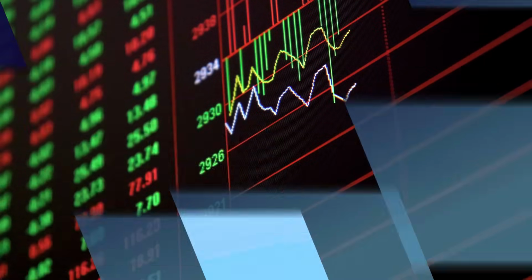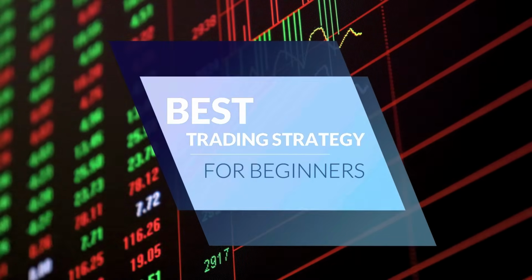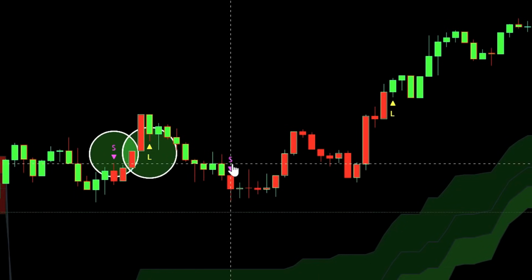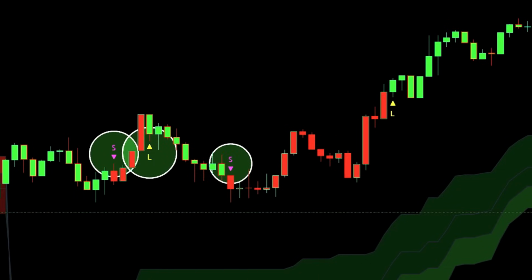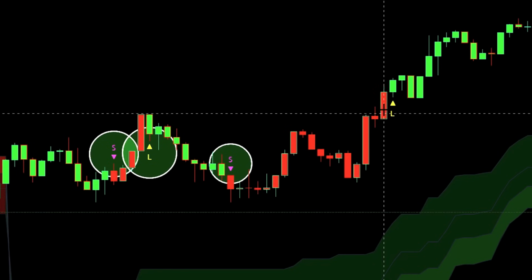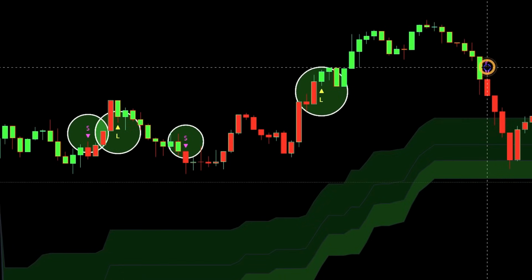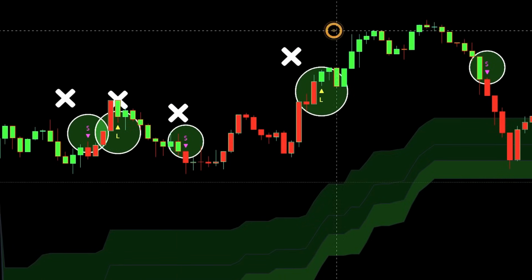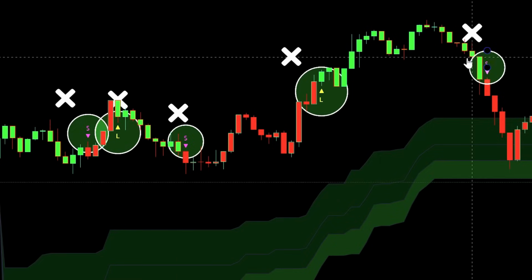Okay, this is the core of our best trading strategy for beginners. First, let's talk about when we do not trade. All those S and L signals from our first indicator, they're actually invalid most of the time without confirmation. Why? Because for a truly valid signal, we need a pullback to confirm the trend direction. Let me show you. Take a look at this example.